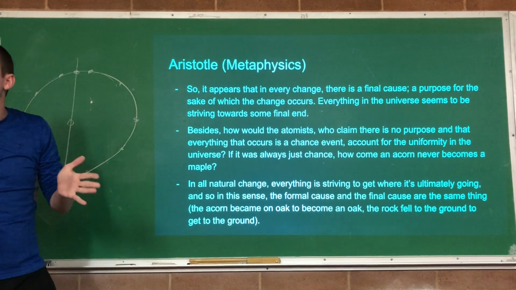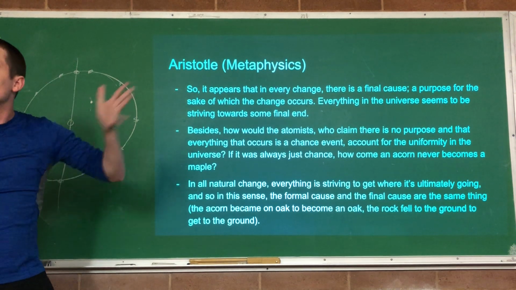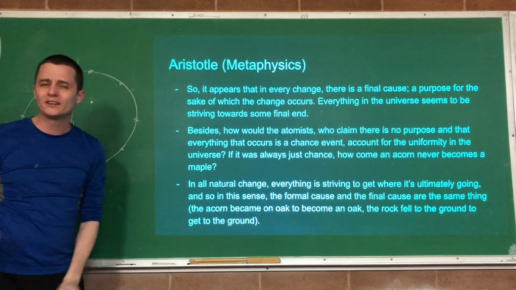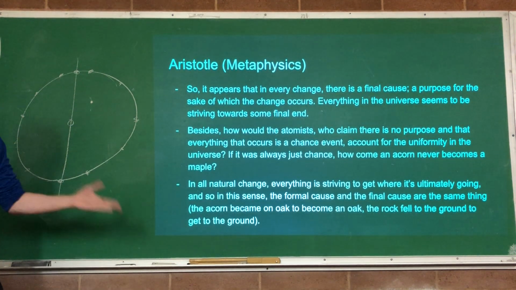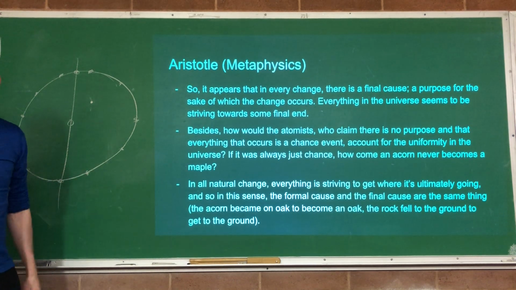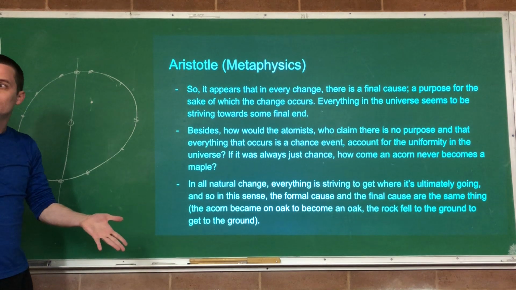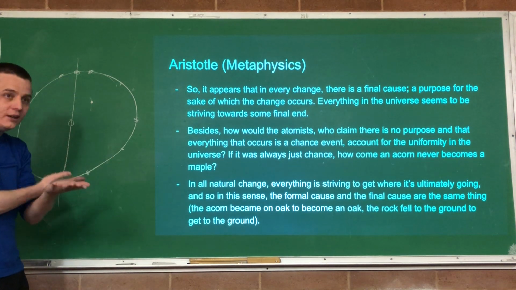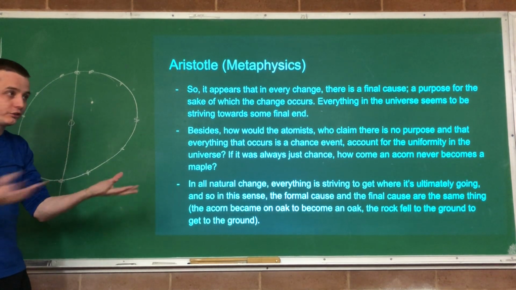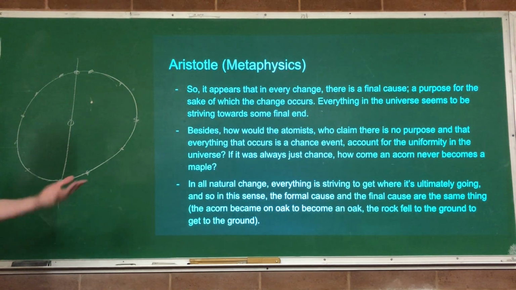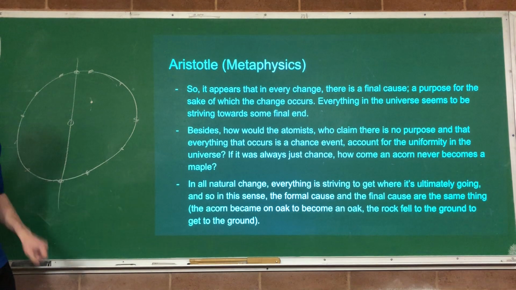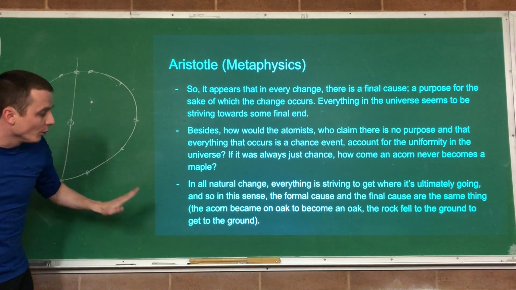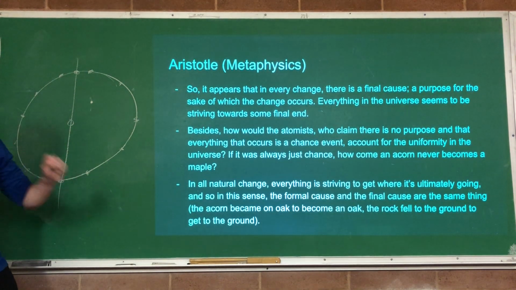So he says this uniformity in the universe, the fact that things keep consistently happening the way that they do, given a particular thing, it consistently evolves a particular way, means that there must be some purpose happening somewhere. This can't just be all chance events. It's not just pure randomness. So there has to be more than that, otherwise we'd see purely random things happening all the time, and we don't. For the most part, our universe seems very orderly, very uniform, seems to follow very basic rules. And you can grasp those rules and you can start making predictions about the universe, which tend for the most part to be true. So in all natural change, everything is striving to get where it's ultimately going. And so in this sense, the formal cause and the final cause are the same thing.